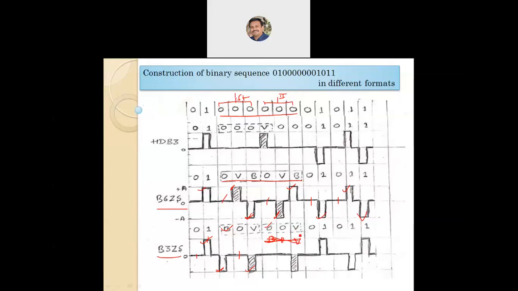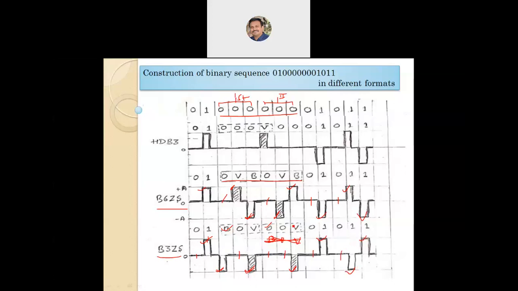So as per the 00V combination, the first 0 will be 0 amplitude, the next 0 will be 0 amplitude, and V is once again the violation bit. So for the violation bit, the previous one has minus A amplitude, hence the present V is also minus A amplitude. Moving to the remaining bits of the given sequence, it is 0, 0 amplitude, 1. The previous amplitude is minus A, so the present one should be plus A. Next is 0, next is 1, 1, so it has minus A and plus A constructions.